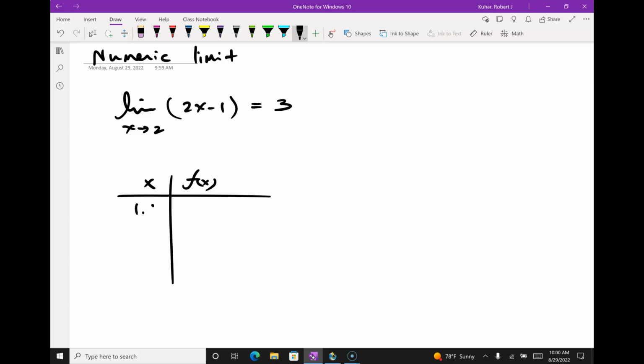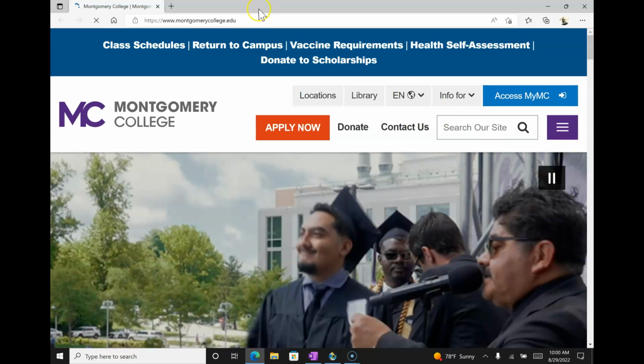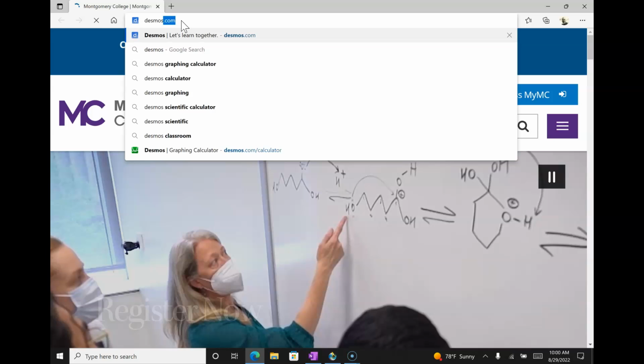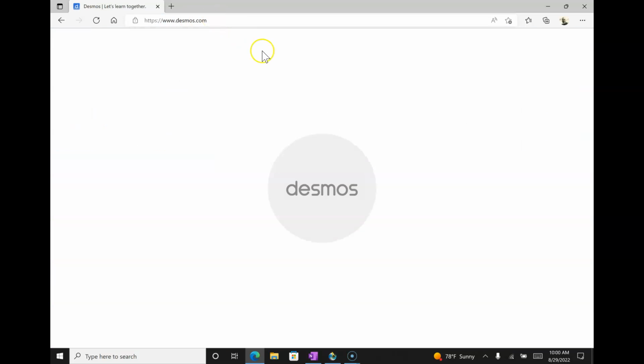So 1.9, 1.99, 1.999. There's my gas station money. Once I get to that gas station money, it will be obvious. In fact, we already know it's 3. But let's take a look at what happens on Desmos. I won't ask you for a numeric limit on a test or a quiz, but you're going to be able to check yourself using a numeric limit on Desmos during the test or quiz.